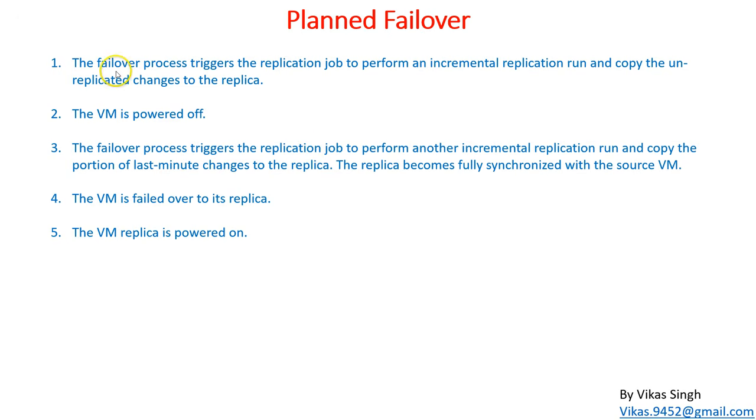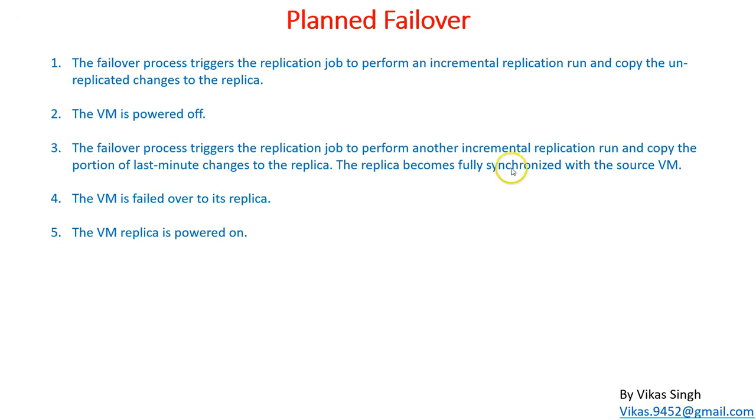Once the copy of the unreplicated changes to the replica has been completed, the VM is going to power off, so your source virtual machine is going to be powered off. The failover process triggers the replication job to perform another incremental replication to copy the last minute changes to the replica. So after this virtual machine is shut down, Veeam Backup and Replication sends another job for incremental replication. If there is any change in any data block in the last minute, it's going to replicate it.